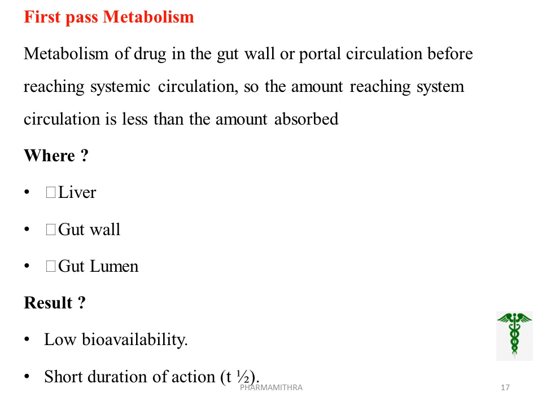Portal circulation means the blood flow from the abdominal organs passes through the portal vein and passes into the liver. And that is metabolism that is carried out in the gut wall or liver before reaching systemic circulation, that may result in the amount absorbed being less than the actual amount. Normally, first pass metabolism is carried out in the liver, gut wall and gut lumen, and finally results in low bioavailability and short duration of action or T-half.